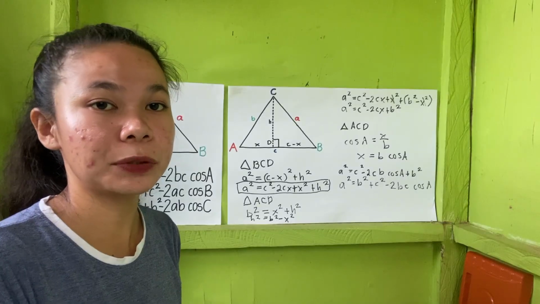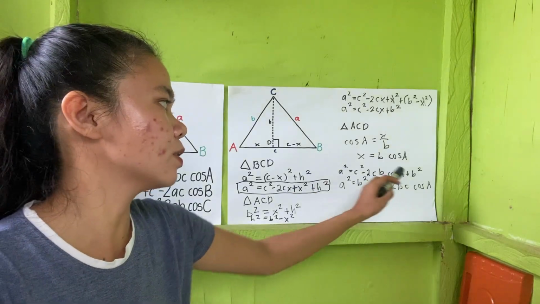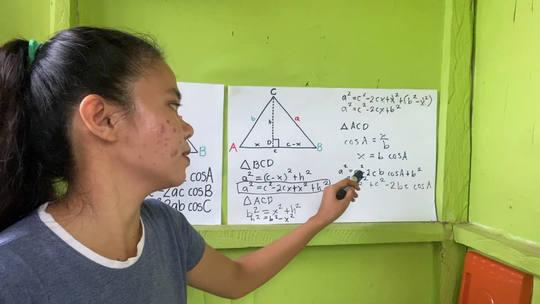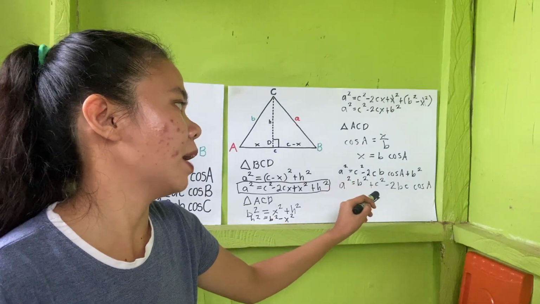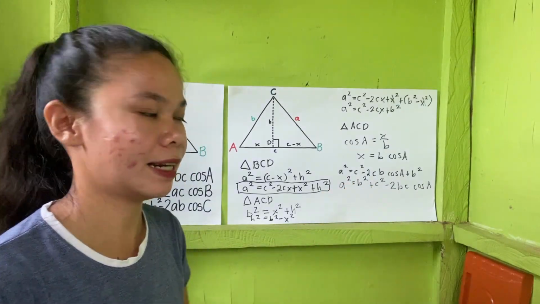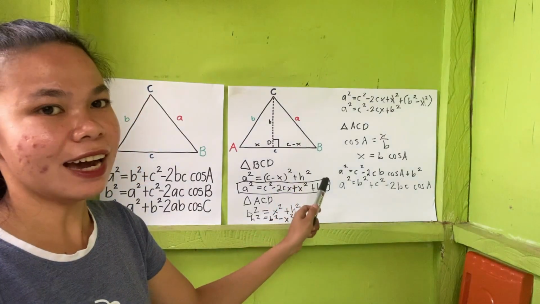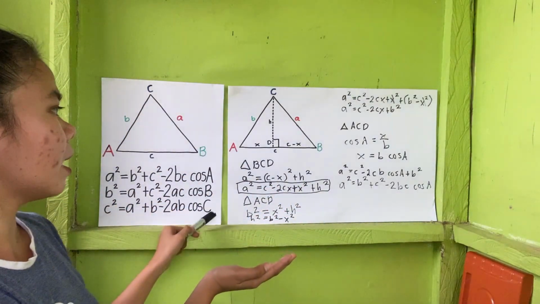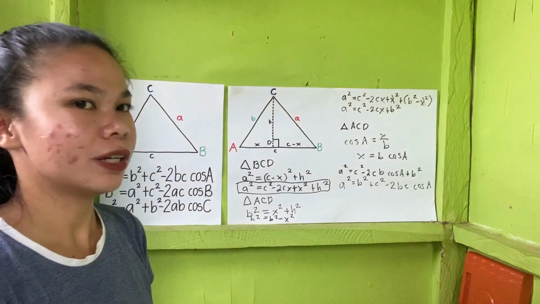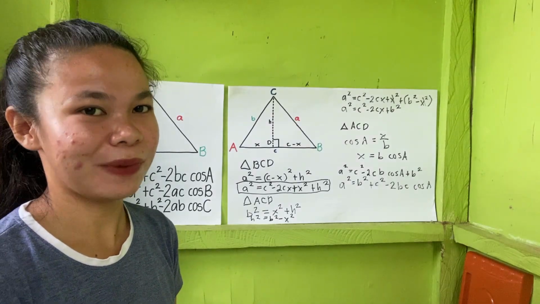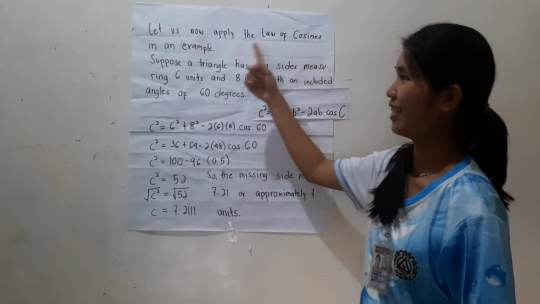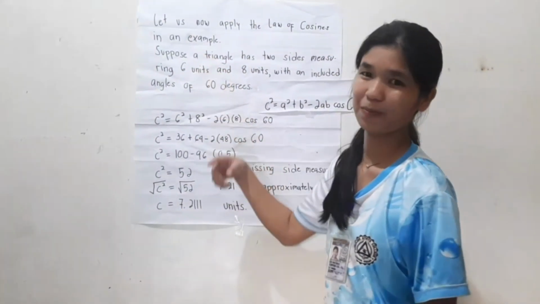And the next thing that we're going to do is to arrange this one, and that would give us a squared is equal to b squared plus c squared minus 2bc cosine A. And yeah, we have now derived the first formula, and the rest will follow. So, we made it. So let us now apply the law of cosines in an example.